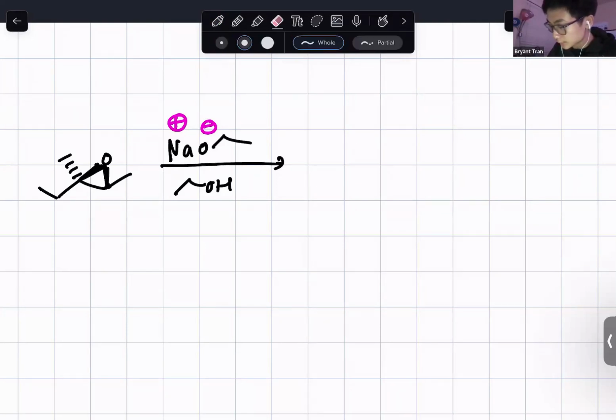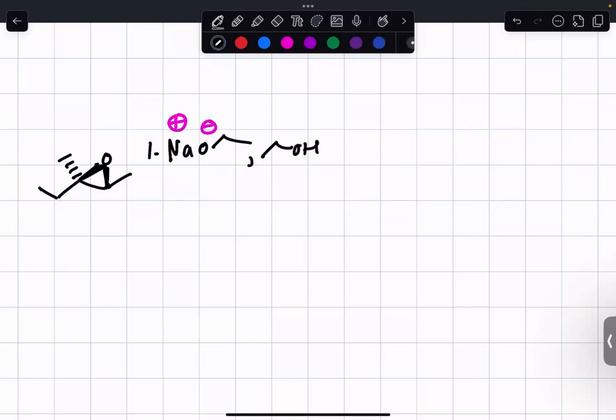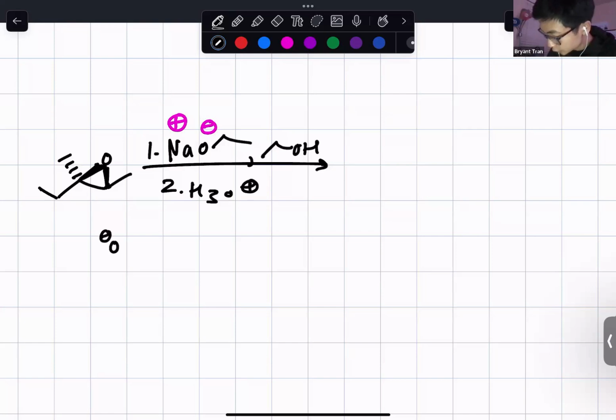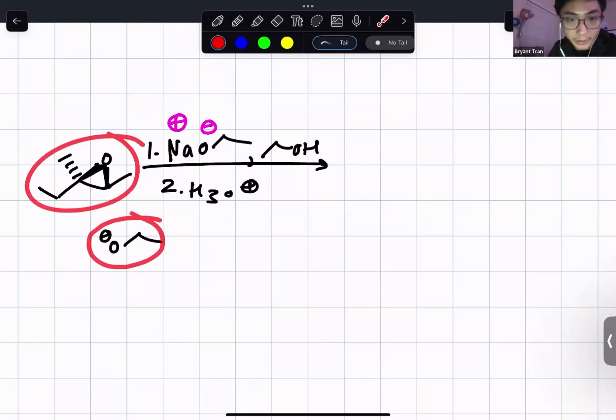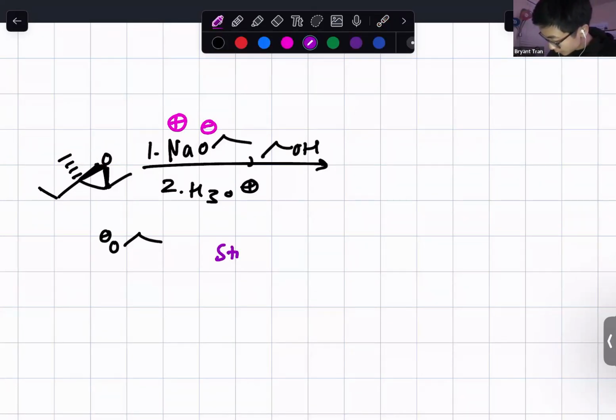I'm going to do this in two steps. The first step has that negative charge with its neutral version, the solvent. The second step is going to be some acid workup. Now, this ethoxide with the negative charge is a strong enough nucleophile to attack this epoxide directly and kick off the leaving group. Think of this as a strictly SN2 reaction.